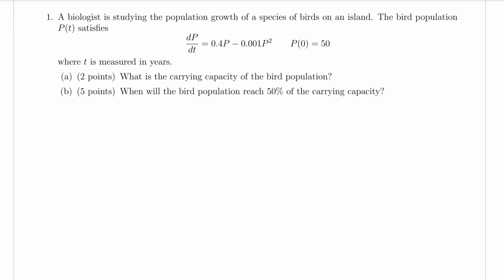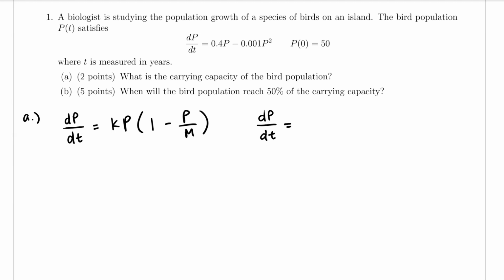So we have our differential equation, and something that we should recall is that the logistic differential equation is of the form dP/dt is equal to k times P times 1 minus P over capital M, where in this equation, capital M is our carrying capacity. So what we want to do is get our differential equation in this form, and we're going to do that by factoring out 0.4P.